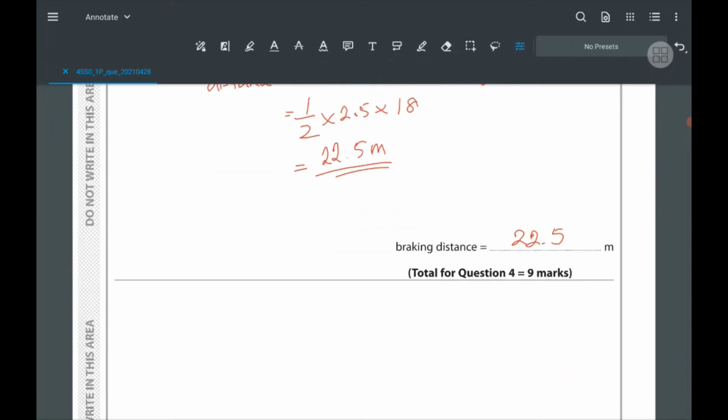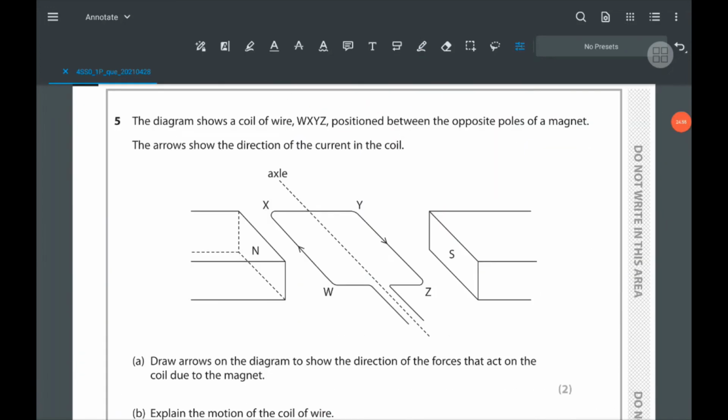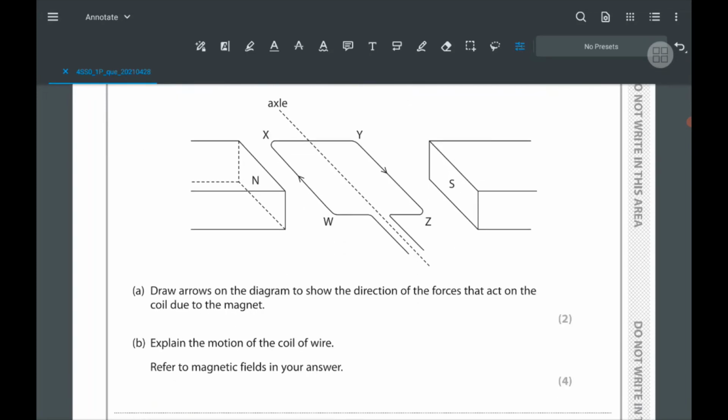Next one. So in this question they are asking, the diagram shows a coil of wire WXYZ positioned between the opposite poles of a magnet. The arrow shows the direction of the current in the coil. Draw arrows on the diagram to show the direction of the forces that act on the coil due to the magnet. Now this question is related to Fleming's left-hand rule.